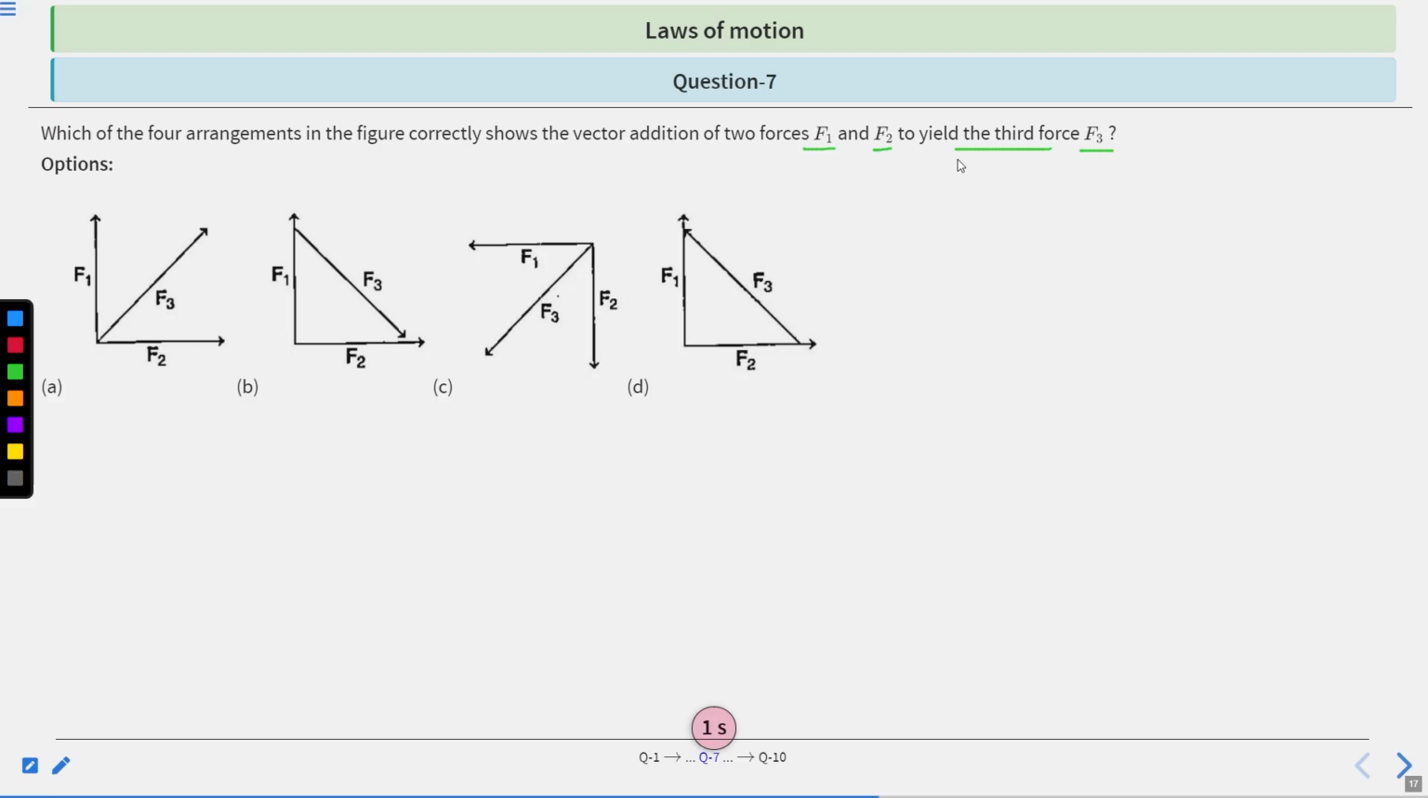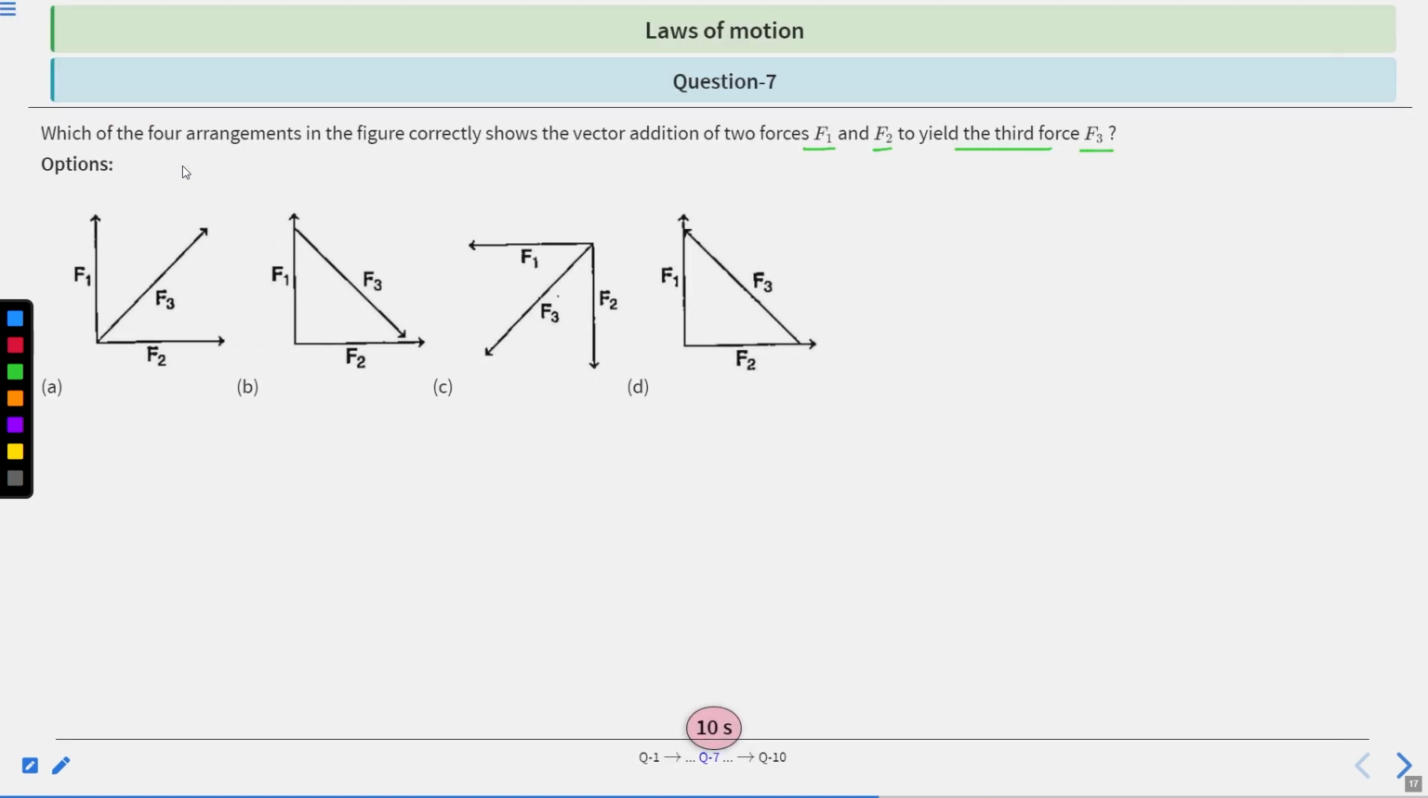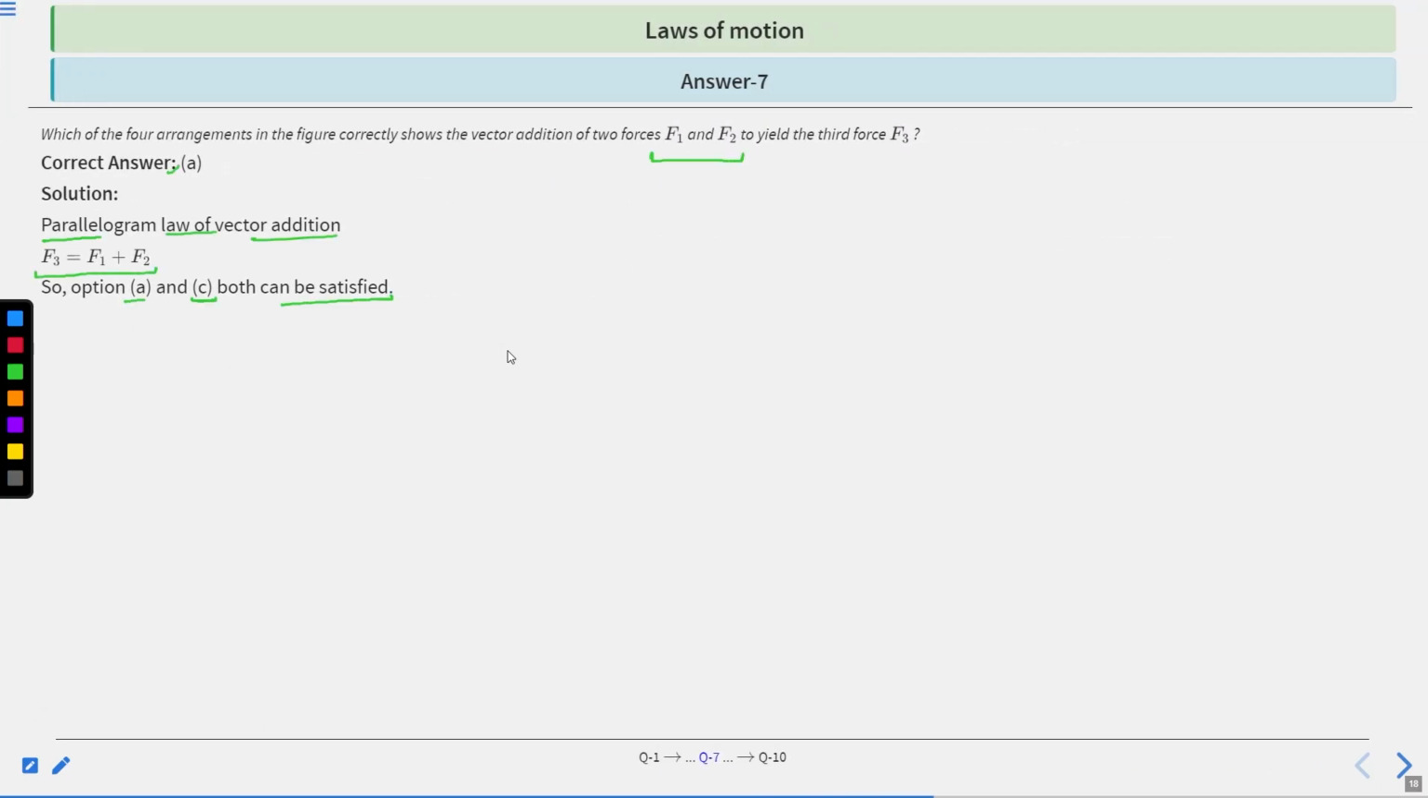Let's find a solution. Which of the four arrangements in the figure correctly shows this? The forces F1 and F2 are given according to the question. According to the parallelogram law of addition, F3 equals F1 plus F2. So options A and C can both be satisfied. So the correct answer is A and C. Both can be satisfied. Next question.